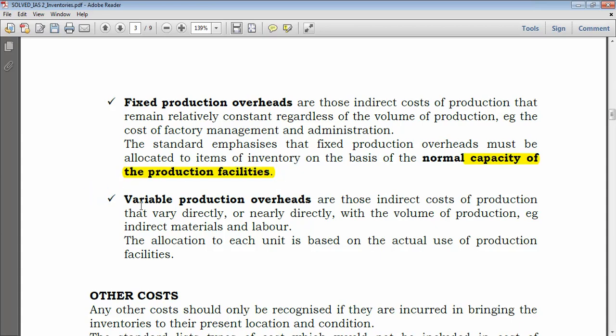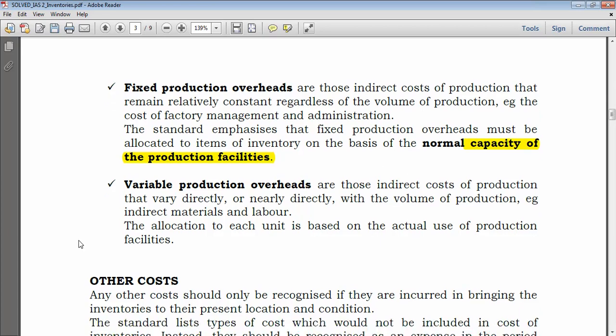For variable production overhead, this has no issue, because if you need to know the variable production overhead per unit, it would already be there. So just take it per unit and everything is fine. That's why they say they are based on the actual use of production facility. Variable costs per unit are usually constant, while fixed costs in total are usually constant. So for variable production overhead, there is no issue, it's just normal.